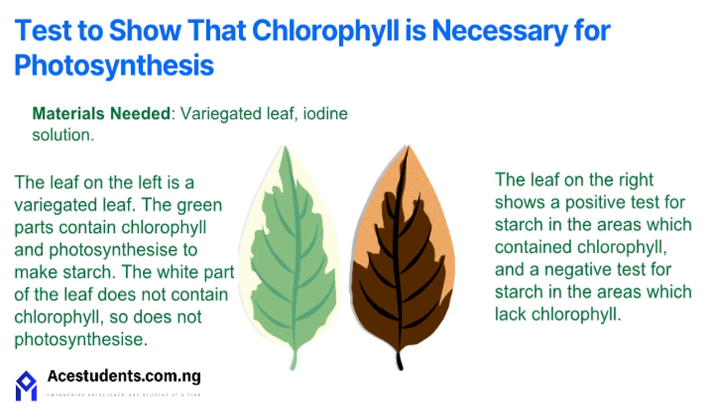The leaf on the right shows a positive test for starch in the areas which contain chlorophyll, and a negative test for starch in the areas which lack chlorophyll.